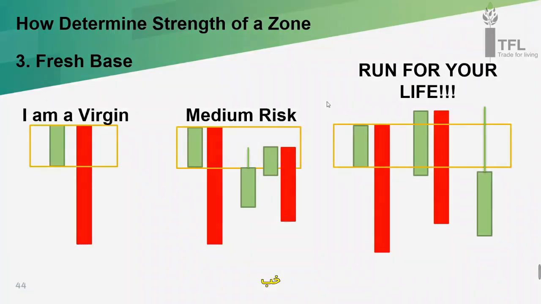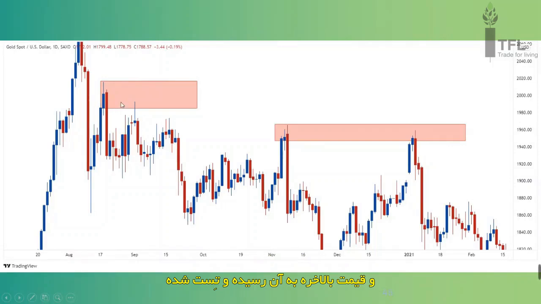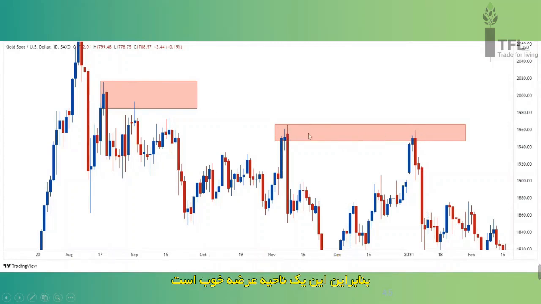All right, so an example over here. You can see that this zone, before the price reached this area, is very, very fresh. The price reached this area, tested this zone, and then it drops. Similar with this one. Before that, there is nothing. It is fresh all the way until the price reaches this area before it drops again. So this is a very nice supply zone.